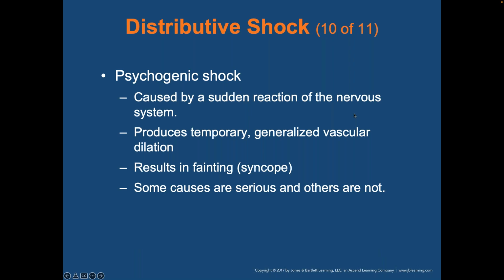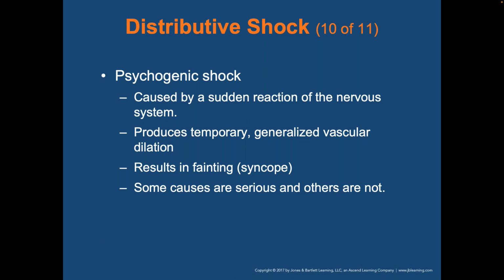All right, psychogenic shock, which is caused by a sudden reaction of the nervous system. So a patient in psychogenic shock produces a temporary generalized vascular dilation resulting in fainting or syncope. The fainting episode is temporary and the patient rouses usually soon after. Syncope occurs when blood pools in the dilated vessels, reducing blood supply to the brain. As a result, the brain then ceases to function normally and the patient faints.